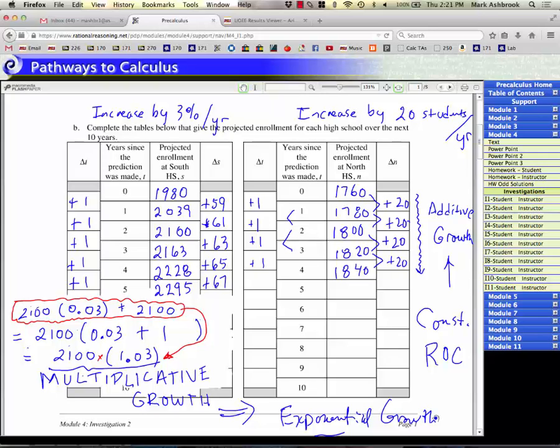Okay, so can you write the function for North's enrollment and for South's enrollment? So we'll call, for South's enrollment, S of T, and then North's enrollment N of T, after T years. So capital S of T equals what? I'm running out of room here. Capital N of T equals what? So what does each function look like? Who can do it?